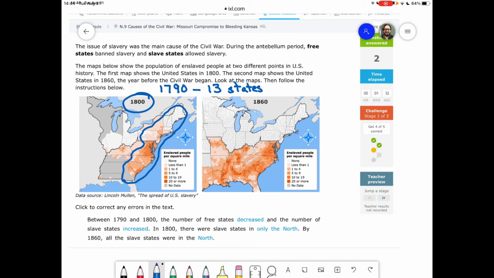Now, based on the text and the information that we are given, we see that the map provides us with the enslaved people per square mile, so we can see that there are enslaved people in most of the original colonies. Plus, we also see that there are some enslaved people in what became known as the Western Territories. These Western Territories, of course, later became states.